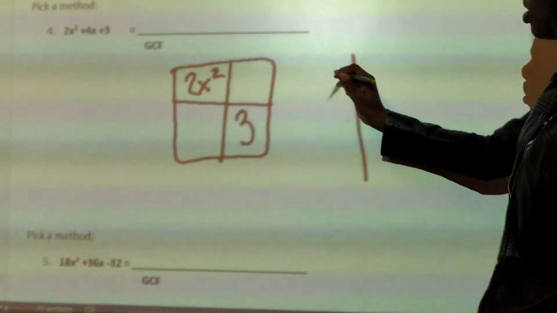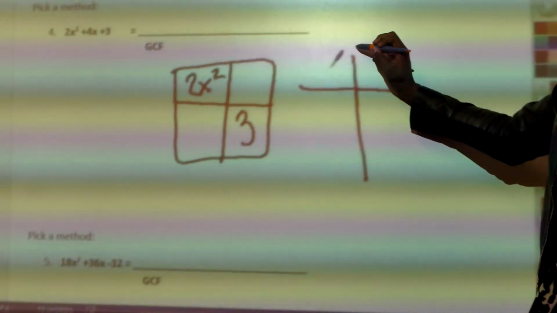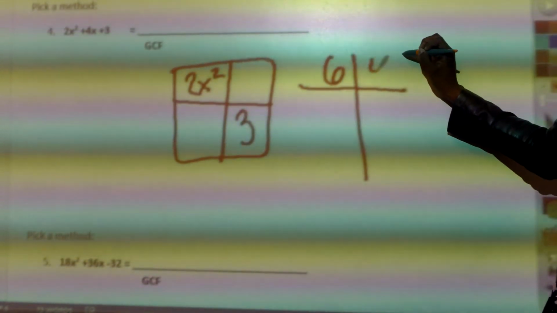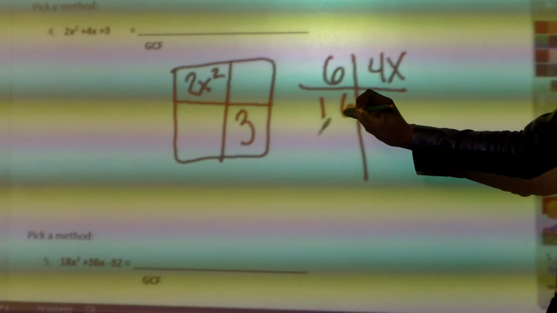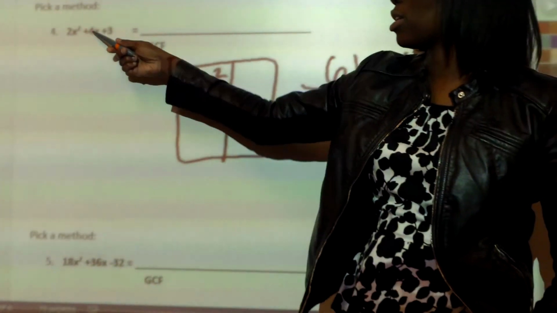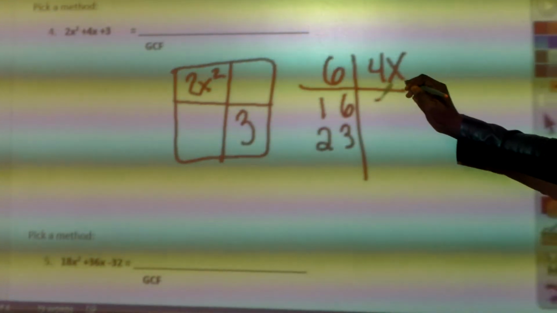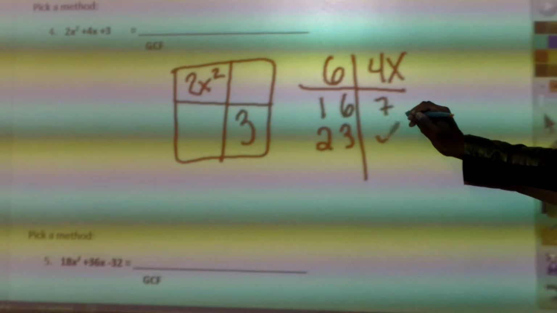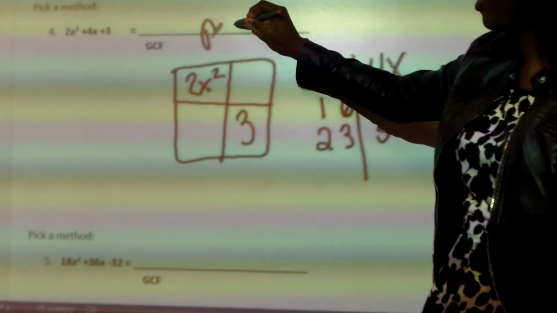Okay, so we do our t-chart. And a times c, 2 times 3 is going to be 6. Our middle term is 4x. Factors of 6 are 1 and 6 and 2 and 3. Both of our signs are going to be what? Positive. What's 1 plus 6? 7. And 2 plus 3? 5. Does anything work? No. What's the answer? Prime.